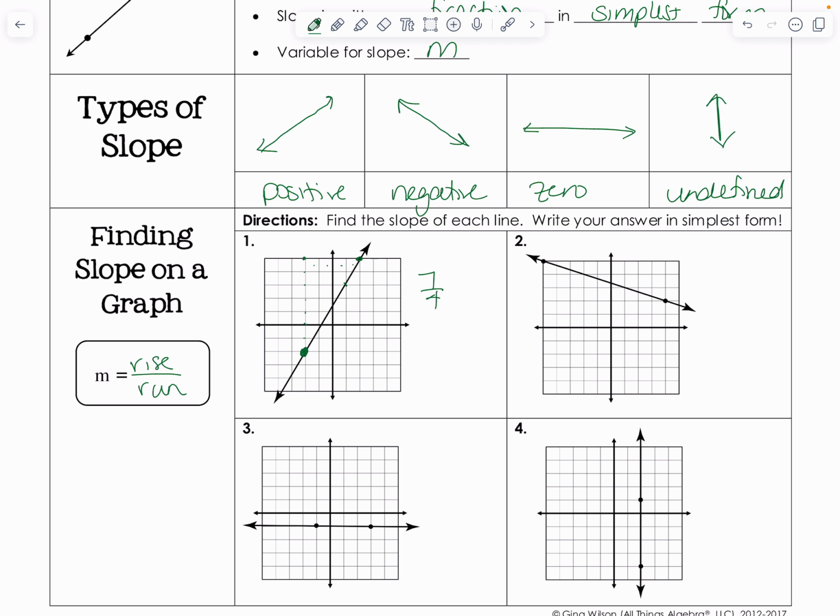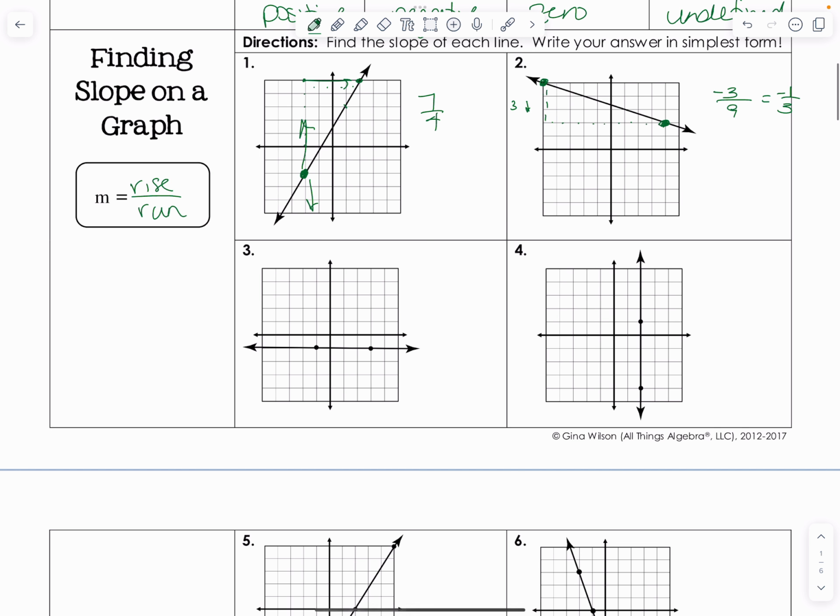I always start at my leftmost point, and then I either go up or down. If I go down, it'd be negative. And then I do my running, which is to the right. Now I'm going to start again at the leftmost point and go down 1, 2, 3. So I went down by 3, which gives me a negative 3. Then I went over 1, 2, 3, 4, 5, 6, 7, 8, 9. That reduces to negative 1/3 because they're both divisible by 3. This is a 0 slope because it's horizontal, and this is an undefined slope because it is vertical.